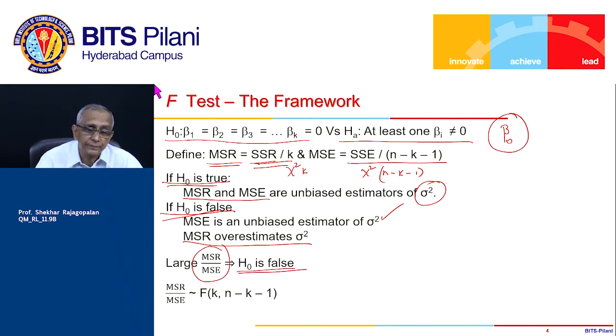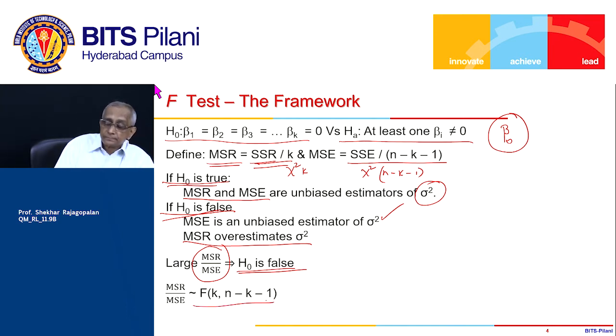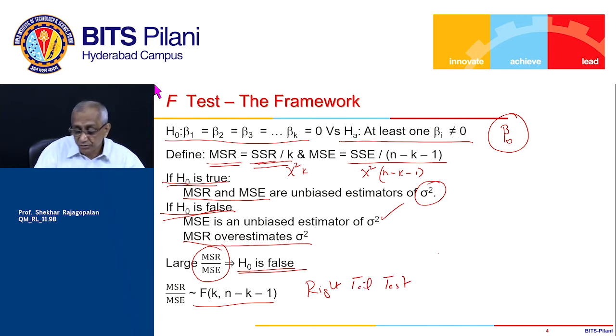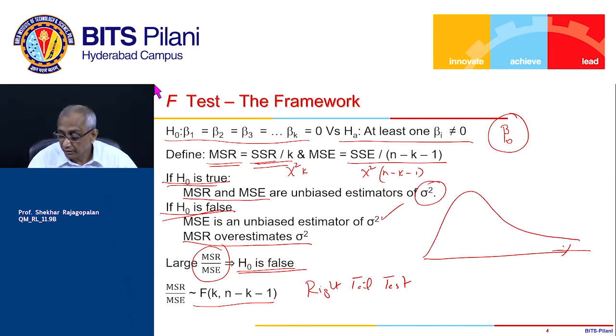We can reject H0. And therefore, we're going to use the F-test, and it'll be a right tail test. That's because if this is my F distribution, and I have the ratio MSR by MSE falling out here, very far away to the right-hand side, it means that MSR by MSE is very large. And therefore, we should be able to reject H0.